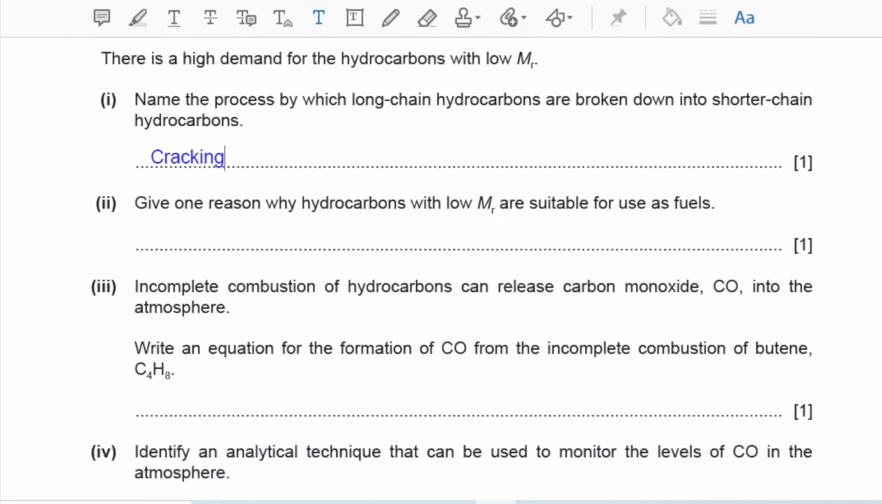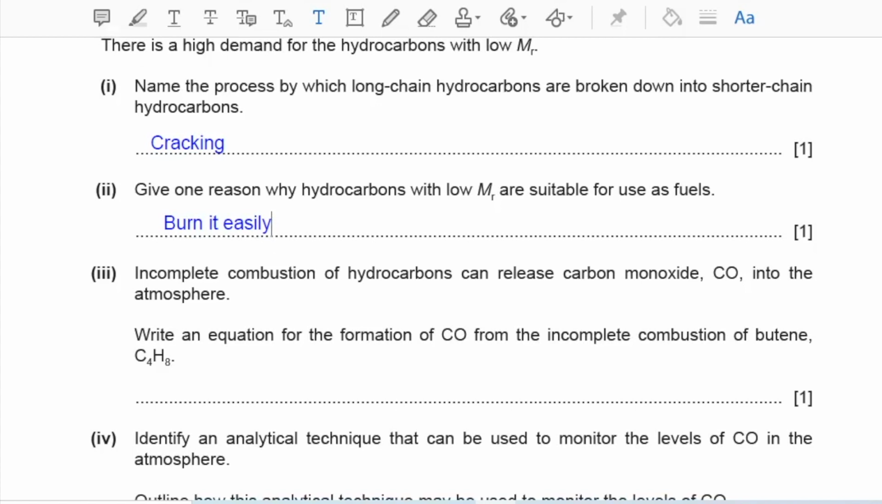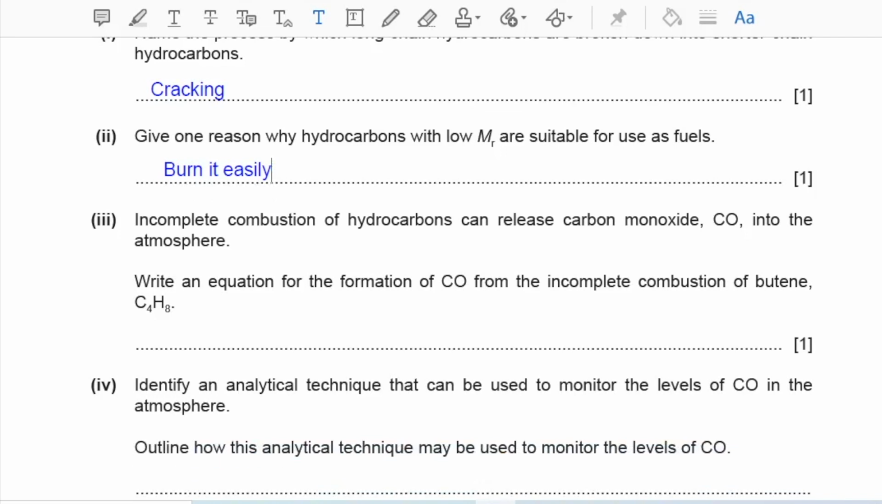Part 2, give one reason why hydrocarbons with low MR are suitable for use as fuels. So the shorter the chain, the easier it is to burn them. So to burn it easily, we need hydrocarbons with low MR or shorter chains of carbon atoms.